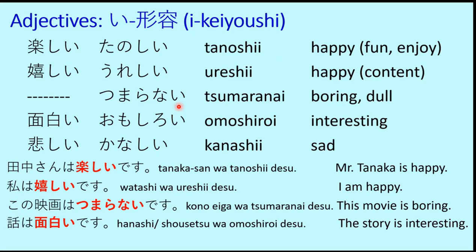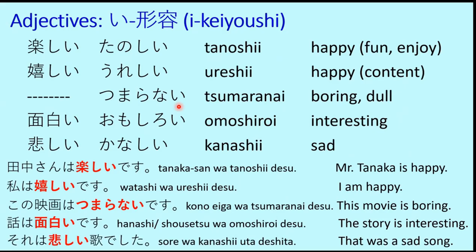Hanashi wa omoshiroi desu. The story is interesting. If we say shousetsu wa omoshiroi desu, then it will be the novel is interesting. So hanashi means story, shousetsu means novel. So omoshiroi, interesting. Or we can also say eiga wa omoshiroi desu. The movie is interesting.